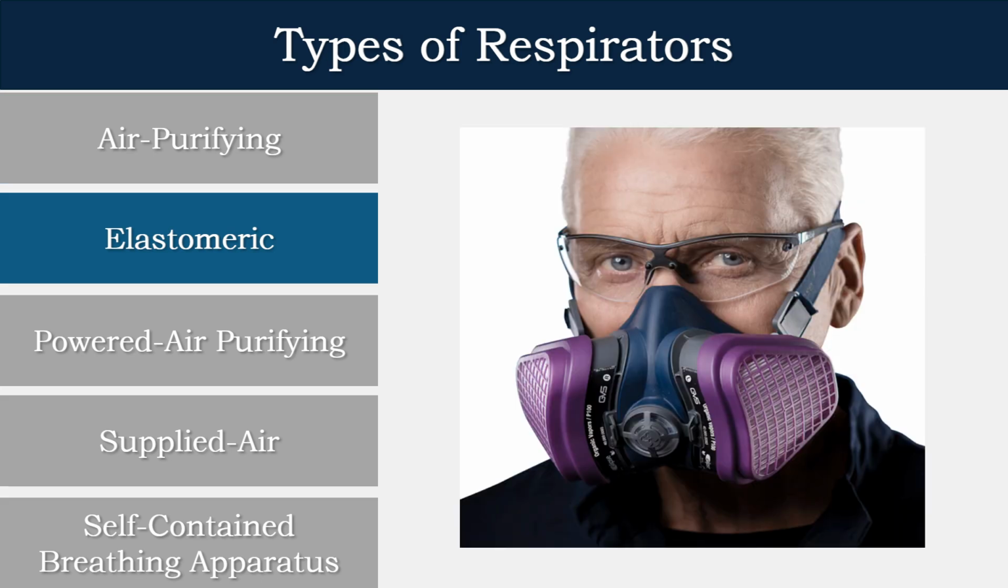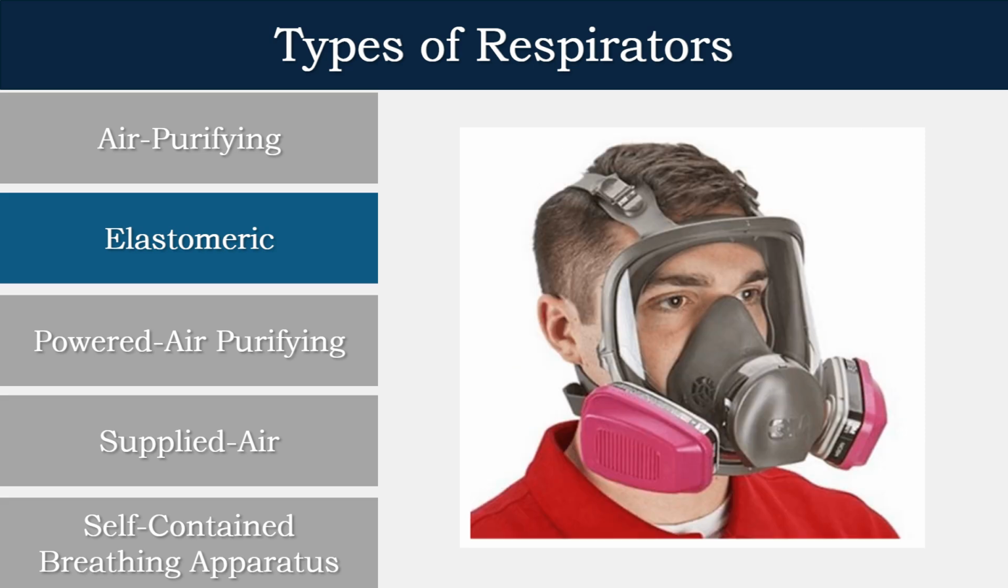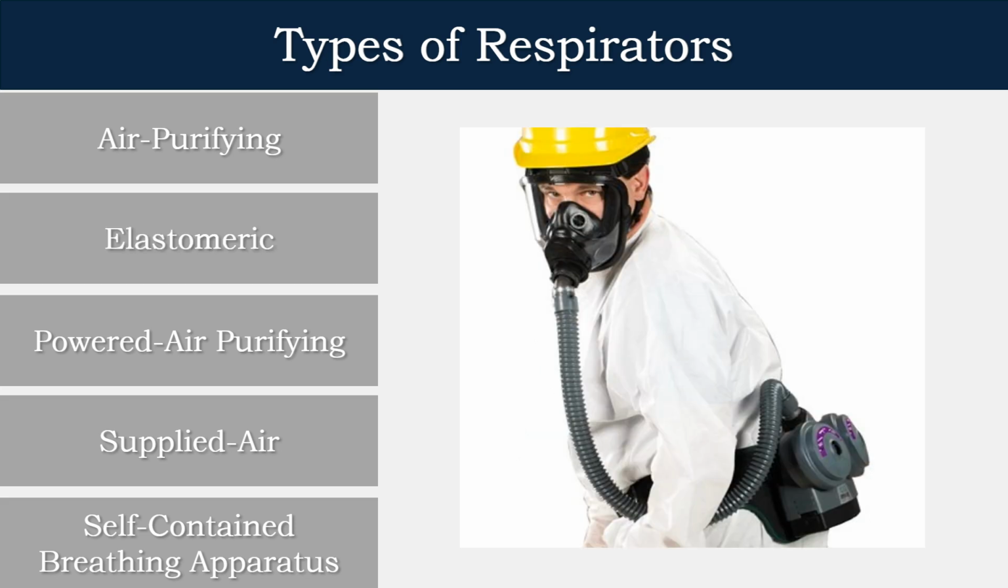Half masks are reusable masks that cover the nose and mouth and require replaceable cartridges for gases, vapors, or particles. And full face masks are reusable masks that cover the face and eyes, offering eye protection in addition to protection against gases, vapors, or particles via replaceable cartridges. And powered air purifying respirators, or PAPRs, use a battery-powered blower to pull air through filters, providing a higher level of protection and comfort for extended use.